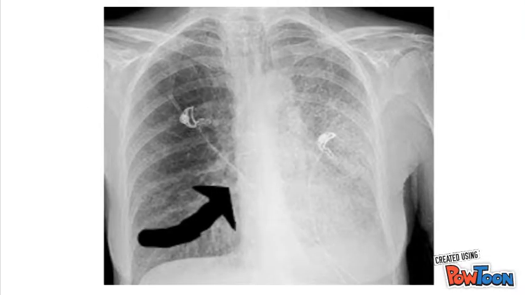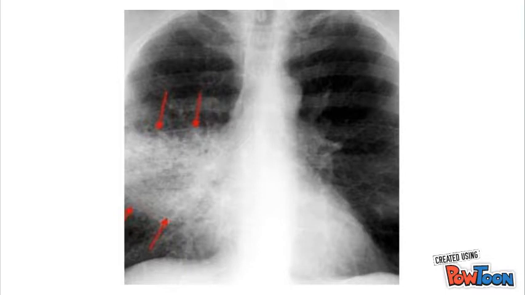This chest X-ray is of a patient having a unilateral bronchopneumonia. As you can see, the left lung has become completely consolidated. In this chest X-ray, the patient has lobar pneumonia. That is, the right middle lobe of the lung has become affected. It is seen as the area that is more white in the right lung.